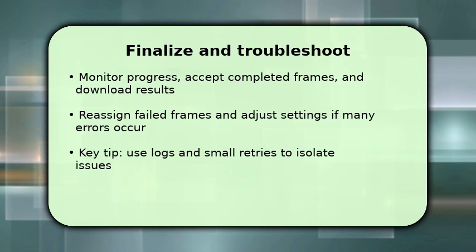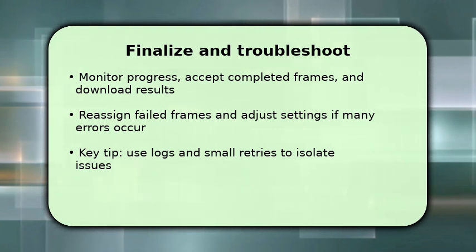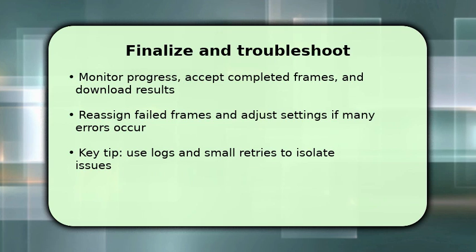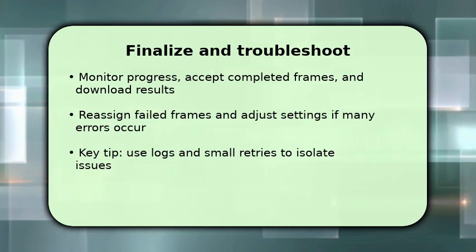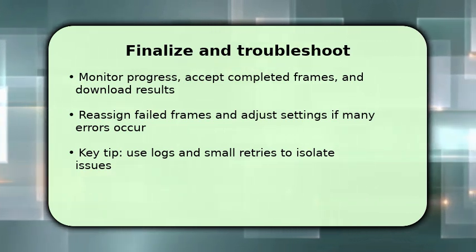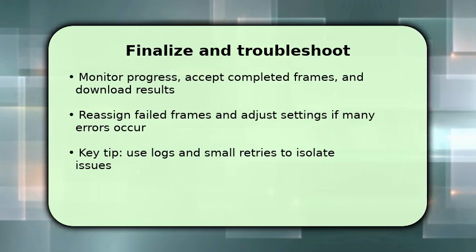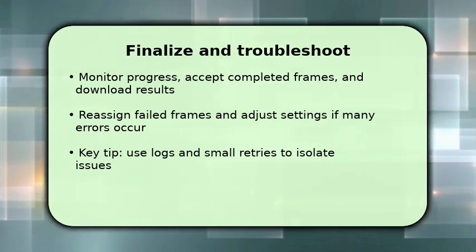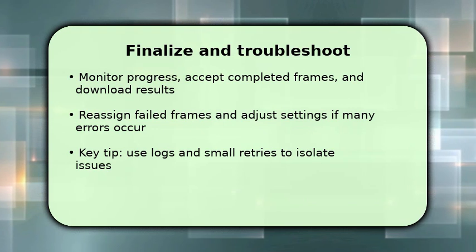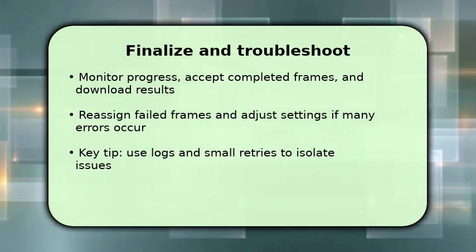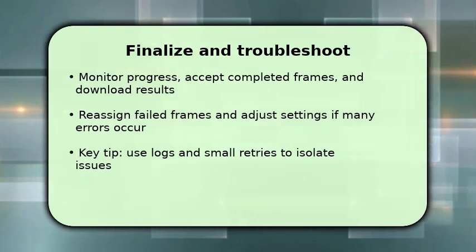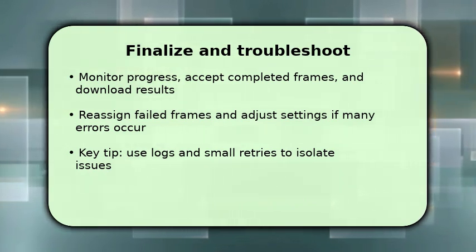If frames fail, reassign them immediately and inspect client logs to find missing files, plugin errors, or incompatible renderer versions. Once you identify the root cause, update the archive and resubmit only the affected frames. If many clients show the same error, pause the job, fix the project, and run another short test before full resumption.